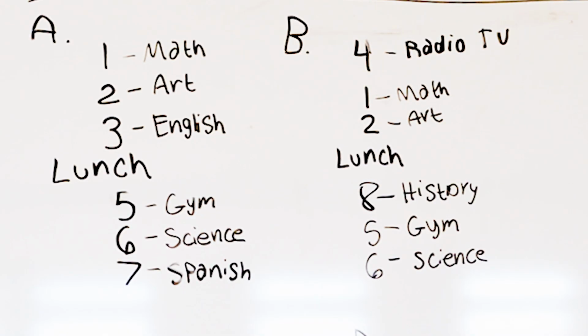And then on the B day, you start off first period with class 4 since you did not see that class on the A day. So then it goes 4, 1, 2, and then 8 in the afternoon, 8, 5, 6.